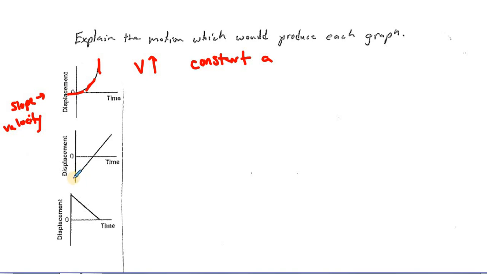Okay, here we have an object that has a constant slope. Okay, so what this means is that it has a constant velocity. So this is not only a constant velocity, but we can even say it's a constant positive velocity. Okay, here we also have a constant slope, so we have a constant velocity, but here notice the slope goes down to the right, so this could be a constant negative velocity.